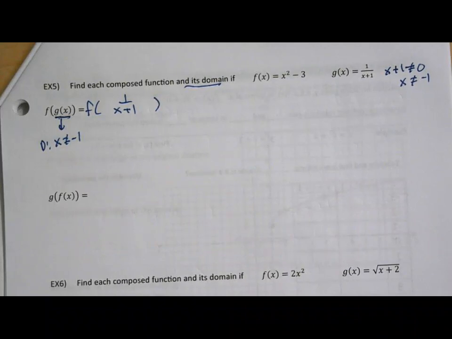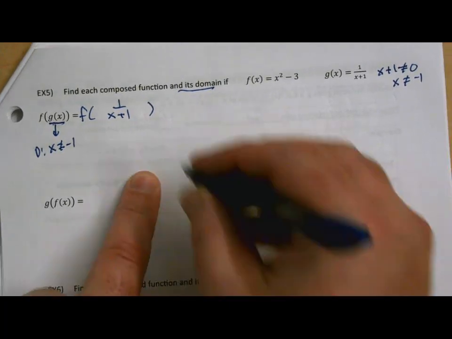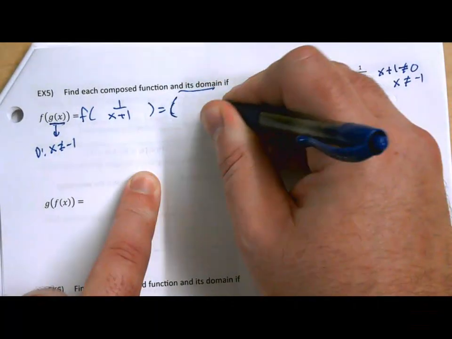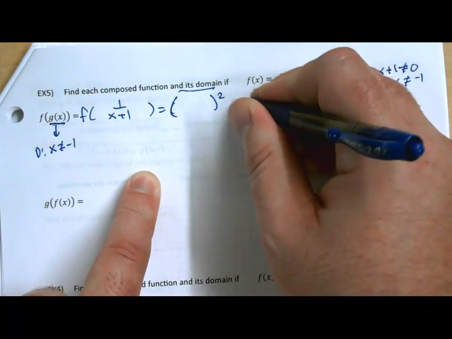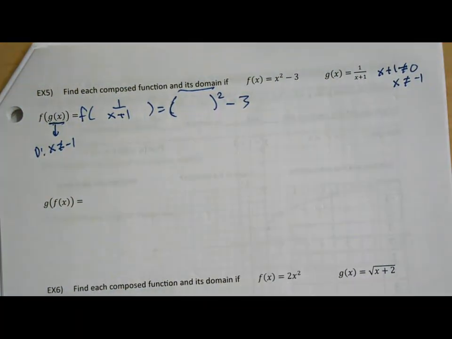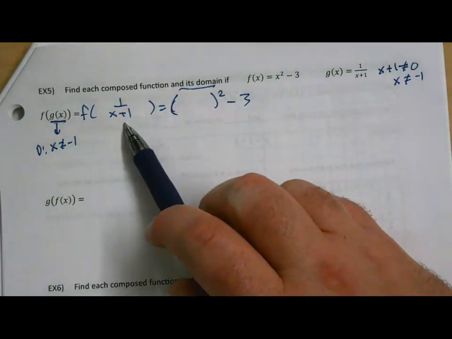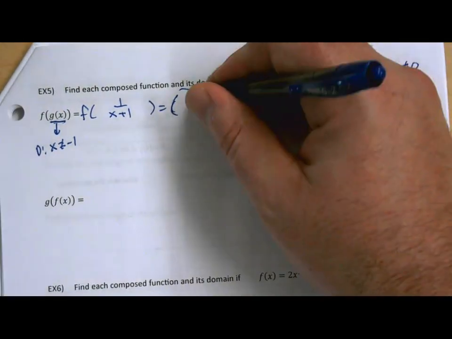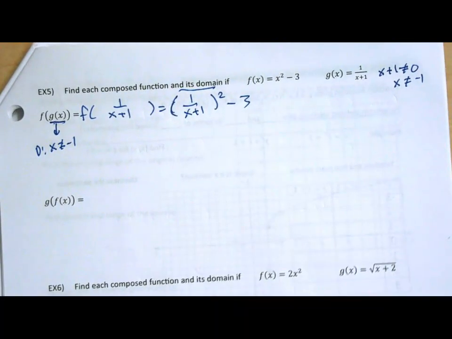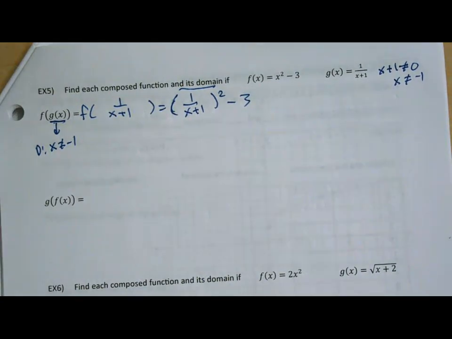And then what does that say to do? That says to take my f function. Let me rewrite my f function without the x in it. The f function was x squared minus 3. I left my x out though because they gave me something to substitute in. I'm going to substitute in 1 over x plus 1. And we'll see if we can simplify that.